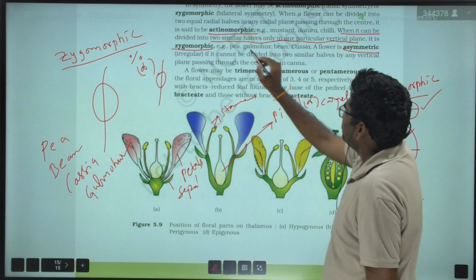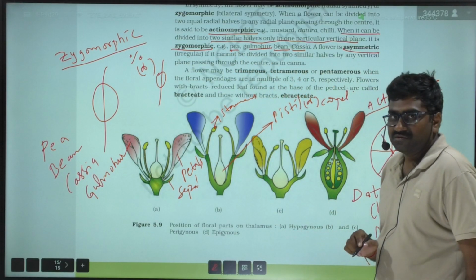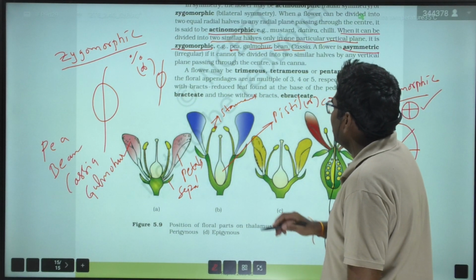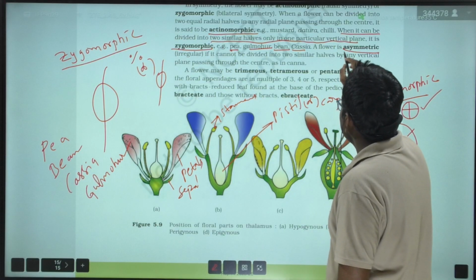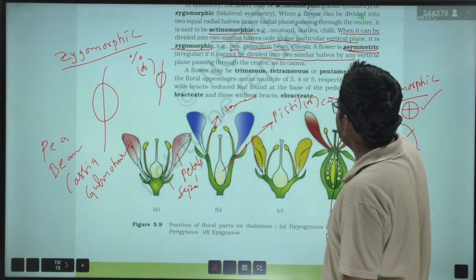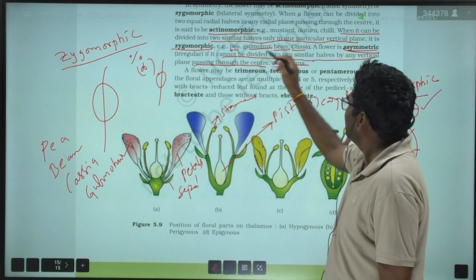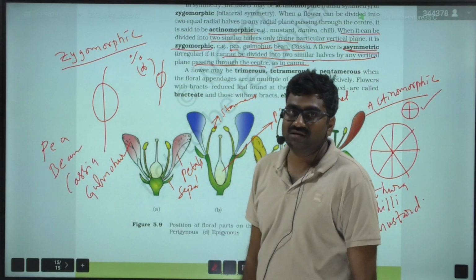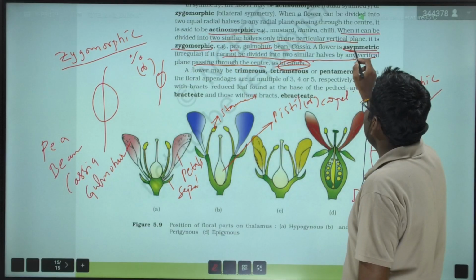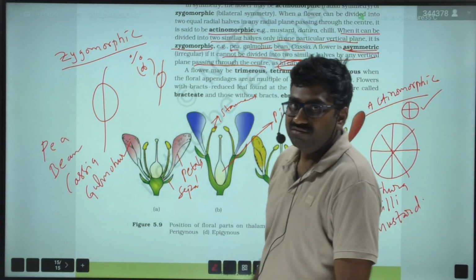So examples: pea, gulmohar, bean, cassia. You have to put some mnemonics to remember these examples. And asymmetry means a flower cannot be divided into two similar halves in any plane passing through the center. That is known as asymmetric. Canna is an example for asymmetric, that is irregular. The flower cannot be divided into two equal halves.